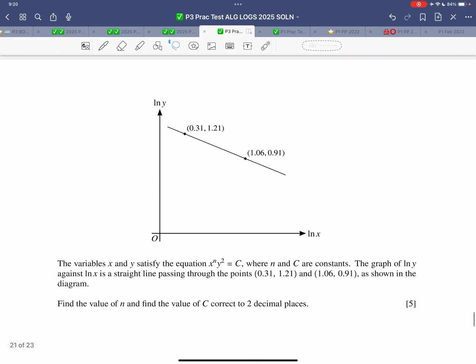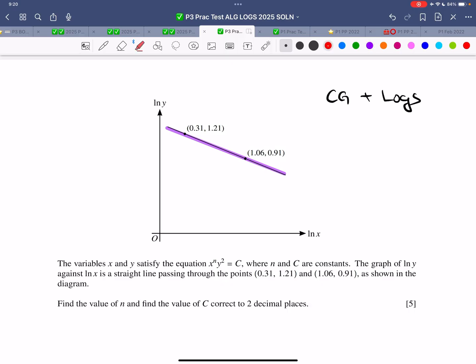And now this question is about linear law. This is basically coordinate geometry plus logs. It's a combo of both. So what do we have over here? We have a line that's going like this. We have 2 points on this line and we can see those points.